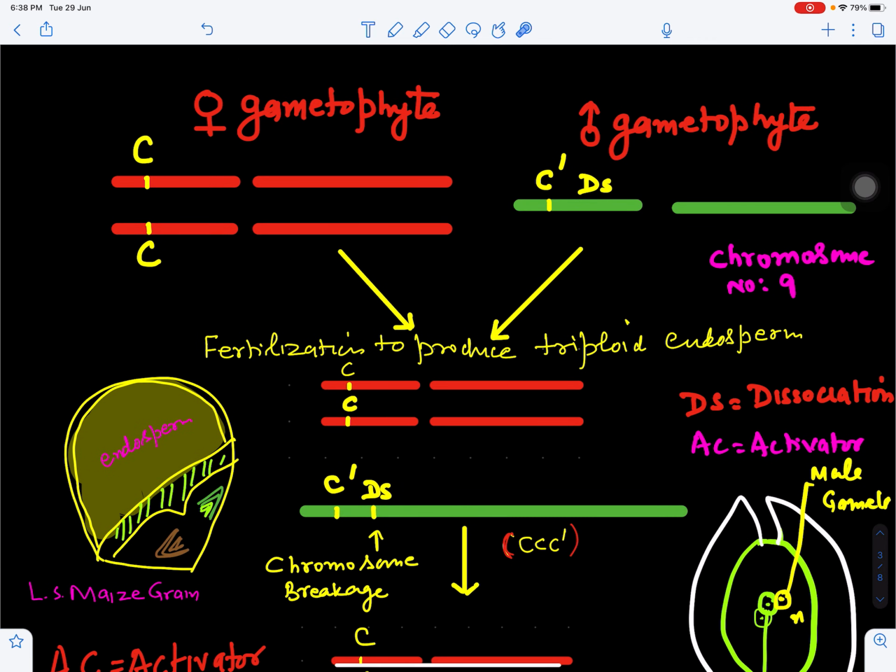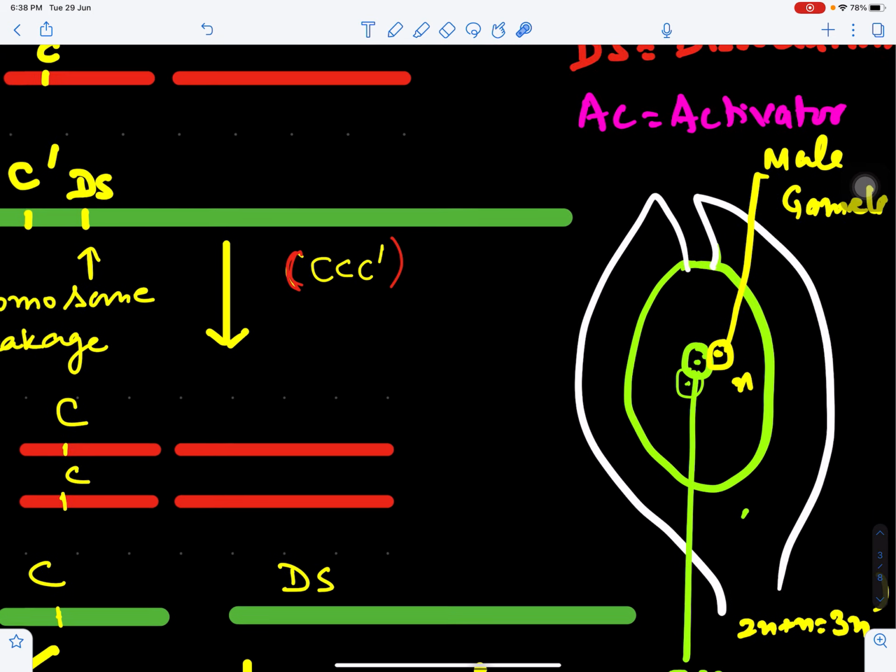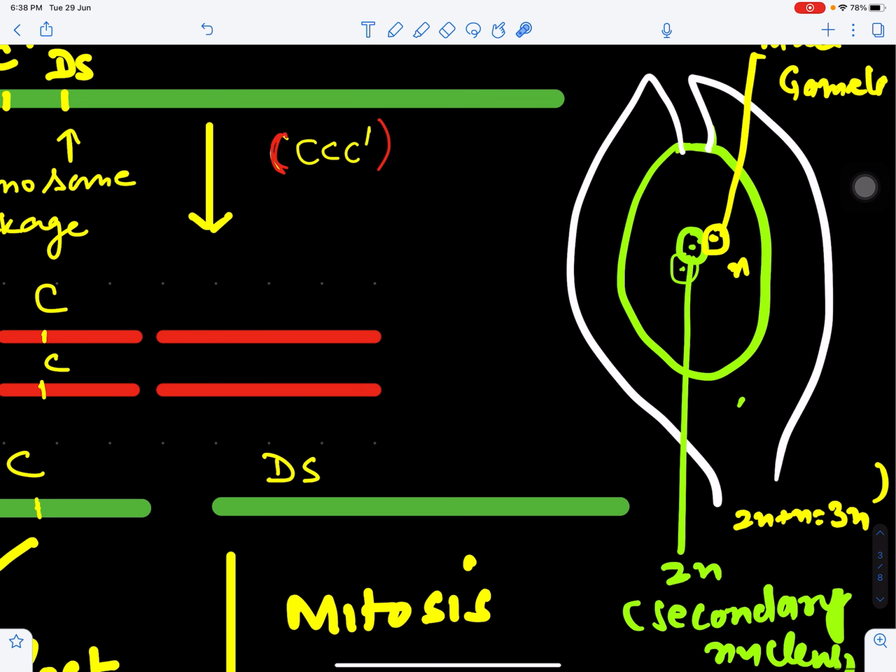Now she was studying maize grains. In the maize plant, if we see the general phenomenon of fertilization in flowering plants, we will see that there is always a double fertilization. Now the pollen tube will come here and carry the male gametes. This pollen tube is carrying two male gametes. Now these two male gametes will enter here. One will fuse with the egg and the second male gamete will come and fuse here.